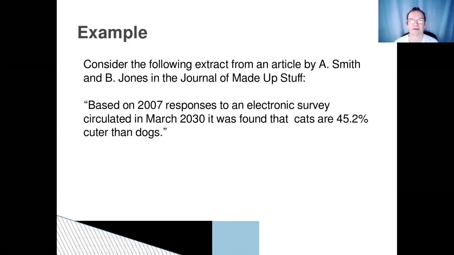So let's look at an example. So here's a very short extract from an article by A. Smith and B. Jones in the Journal of Made Up Stuff. Based on 2007 responses to an electronic survey circulated in March 2030, it was found that cats are 45.2% cuter than dogs.